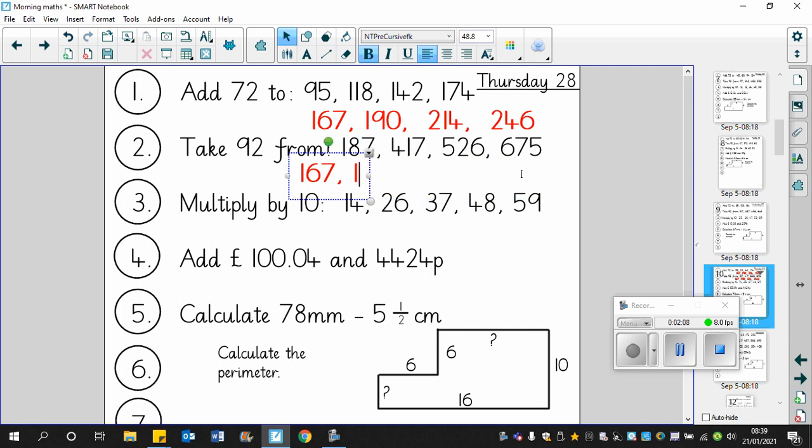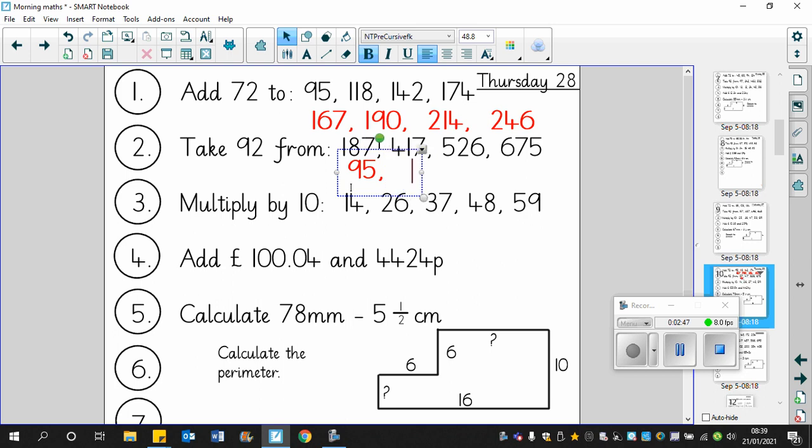Now, yesterday, if you remember, I started off adding everything in this question, and then I had to go back and start all over again. So this time you must take away. Remember, take away. So 187 take away. Let's take away 90 first. So 187 take away 90 is 97. But we have to take away an extra 2. So therefore it's not 97 but 95. So we put a 5 there.